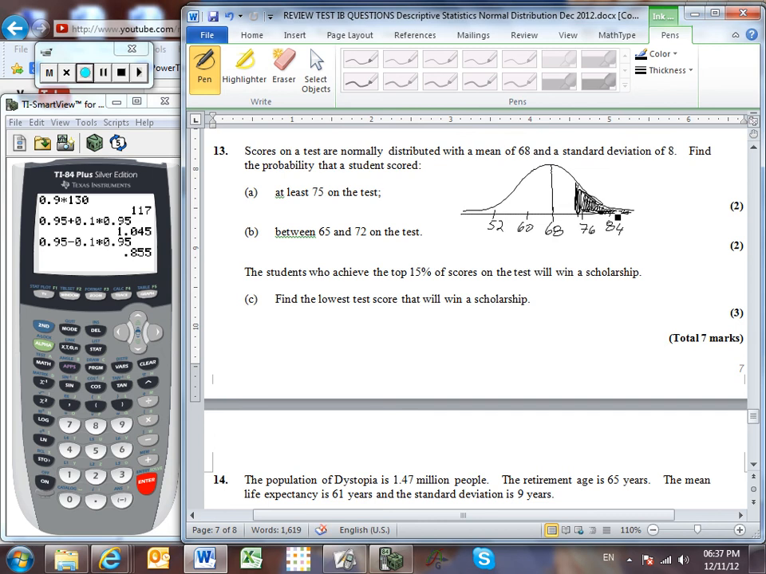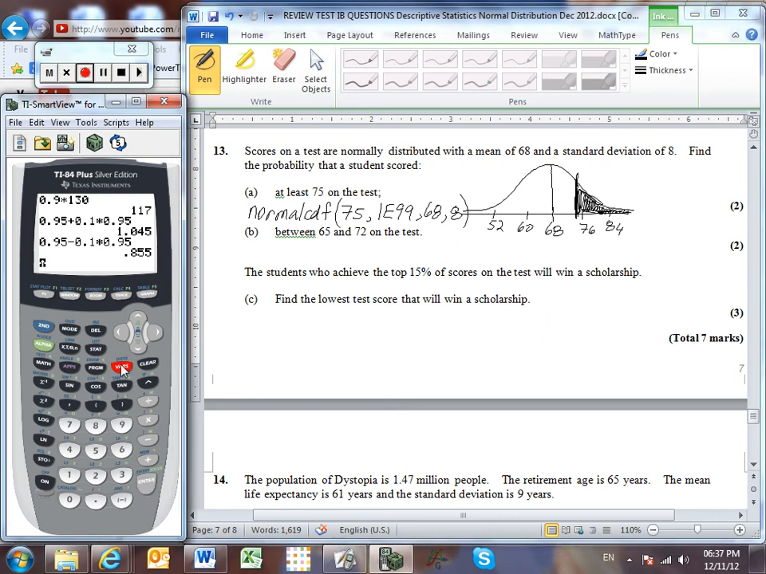And so we can go to our calculator. Because we're looking for a probability, we want to take the normal CDF. Our lower bound, our left-hand edge of the shaded region, is 75. Our upper bound is going to be positive infinity. This is the best that our calculator can do. And then our mean is 68, and our standard deviation is 8. You'll find normal CDF in second vars.